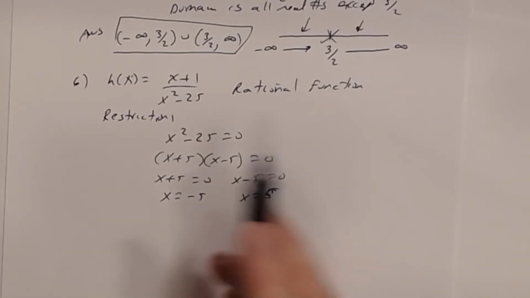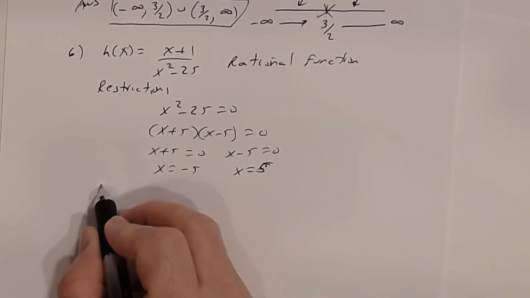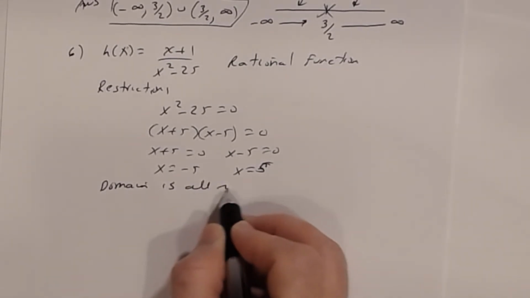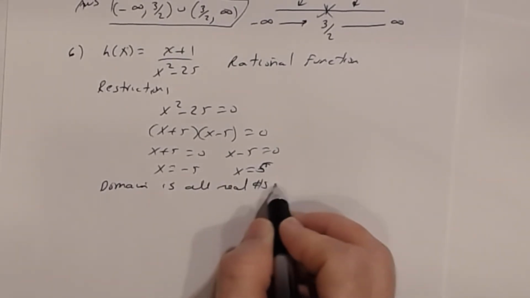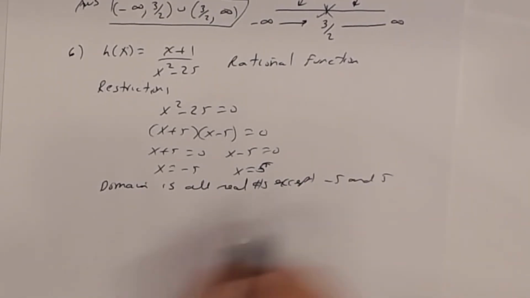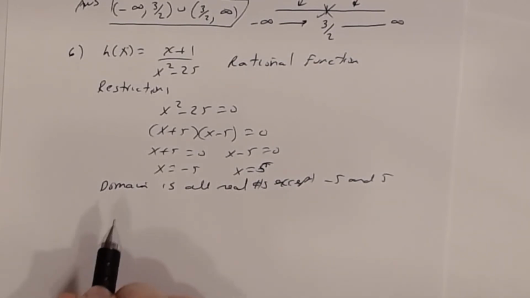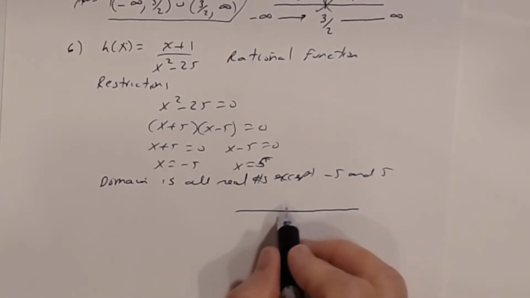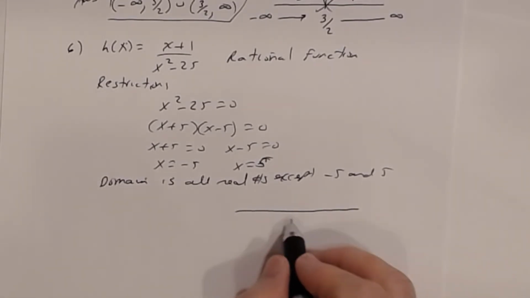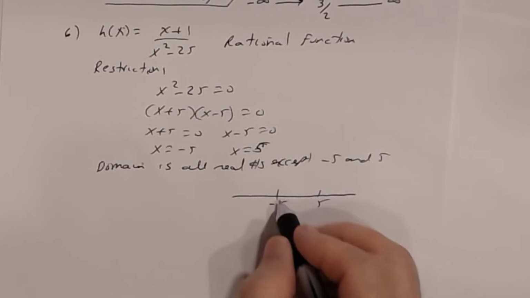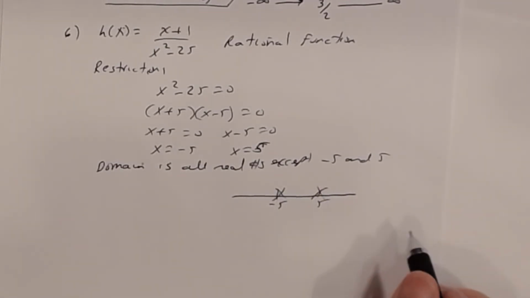You have two restrictions. So in words, you're saying that the domain is all real numbers except negative 5 and 5. But you've got to write this as an interval. So you can put this on the number line and make sure you put these numbers in correct order. So negative 5 is going to be on the left, positive 5 is going to be on the right. Cross those out because they're not part of the domain.